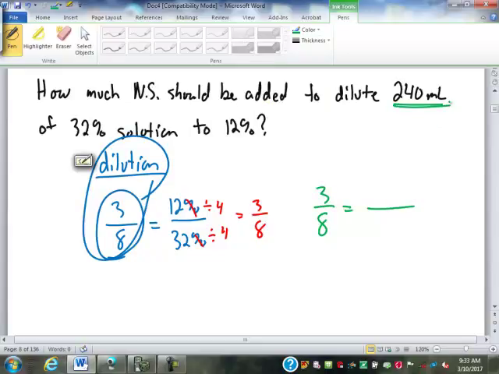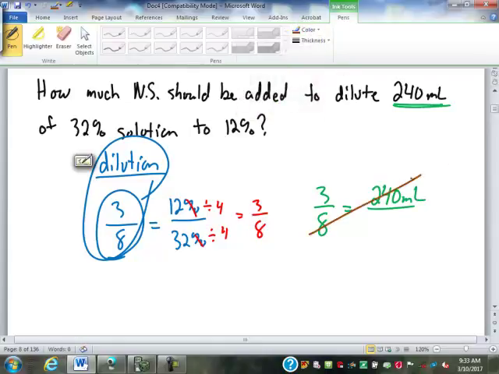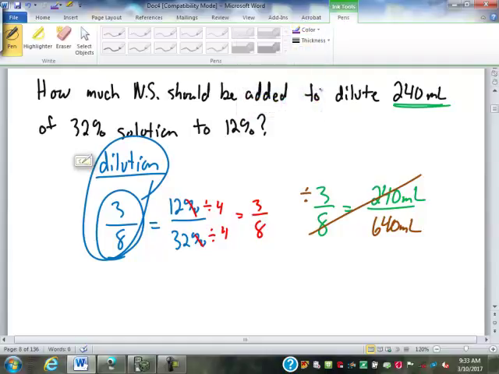The 240 milliliters goes where? On top. And we cross multiply and divide. 80 times 240 divided by 3 is 640 milliliters. That's the amount of the new solution we need.